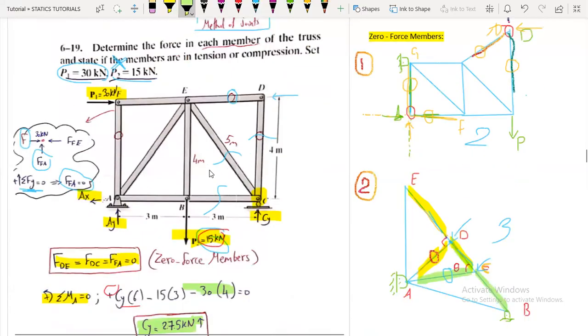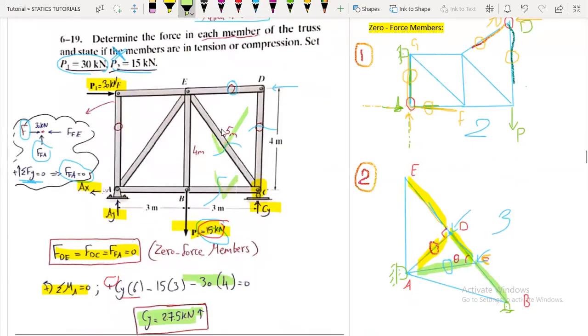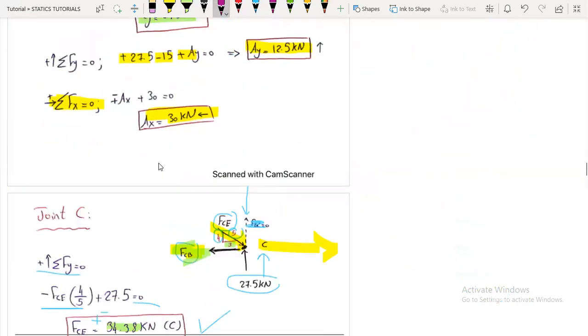Now, we have found this force and this force. If we move on to joint E, we can't solve it. Why? Because here it's 0. Here we have found it, but we have 3 unknowns, correct? So we must start with joint B, because we will find FBE and we will be able to find FAE and FEF. So at joint B, we have the external force 15 kilonewtons. We have found FBC, and we will find FBE and FAB.